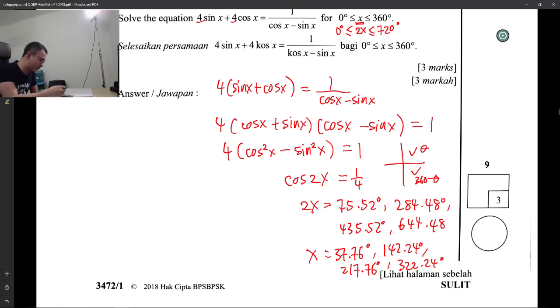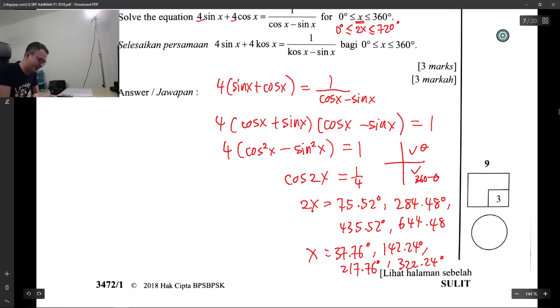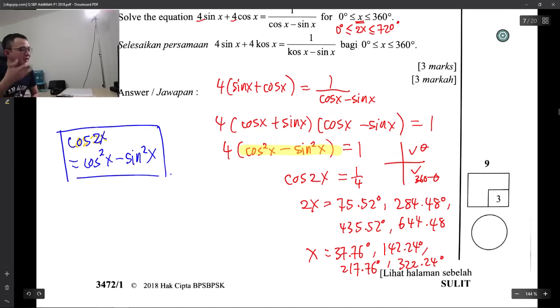Okay, if a lot of students feel lost halfway here, you need to go check out what is cos square x minus sin square x. This is the formula for cos 2x. Because cos 2x equals cos square x minus sin square x. This is the formula given in Trigo. So this is just the formula. So I apply the formula and then I move the 4 to the other side. This is the reason why I get 1 over 4.